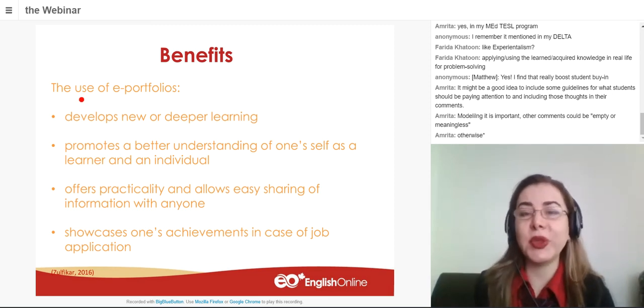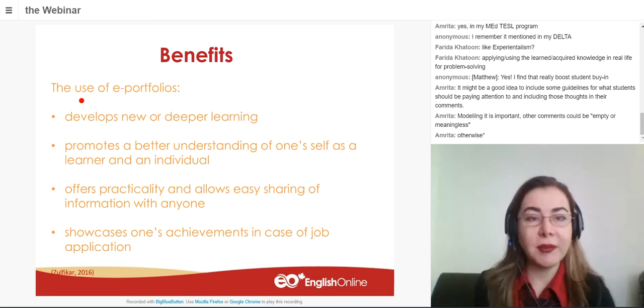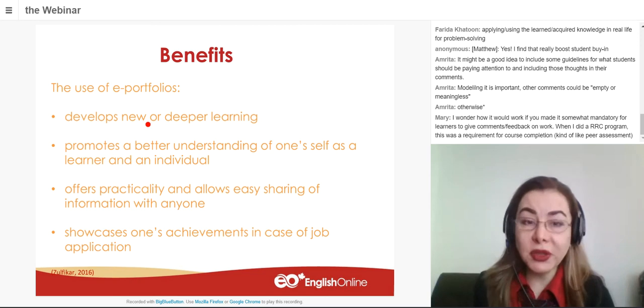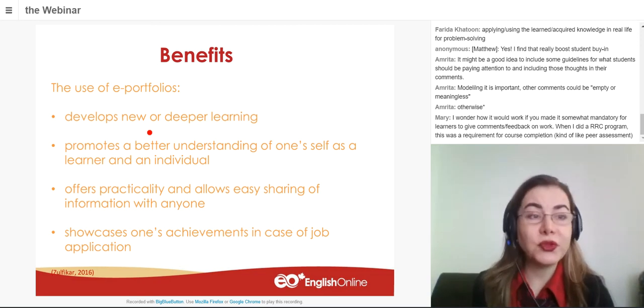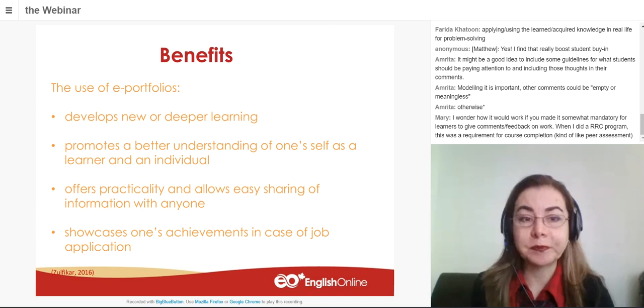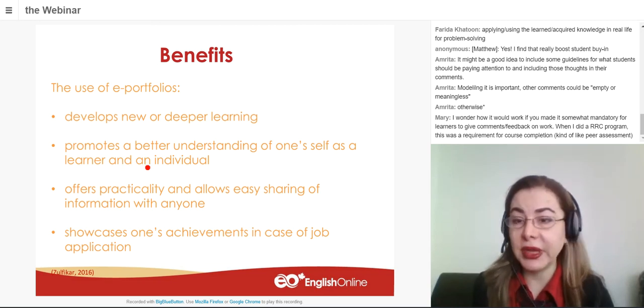Some of the benefits we have already discussed, as the use of e-portfolios develops new or deeper learning by reflection. When the students reflect on their own work, that encourages them to, as we said, use critical thinking, and this generates new and deeper learning. It promotes a better understanding of oneself as a learner and as an individual.